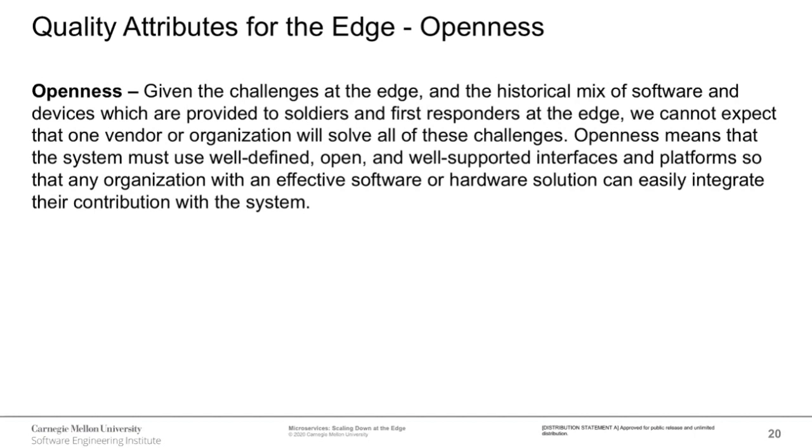Given the challenges of the edge and the historical mix of software and devices which are provided to soldiers and first responders at the edge, we cannot expect that one vendor or organization will solve all these challenges. Openness means that the system must use well-defined, open, and well-supported interfaces and platforms so that any organization with an effective software or hardware solution can easily integrate their contribution within the system.